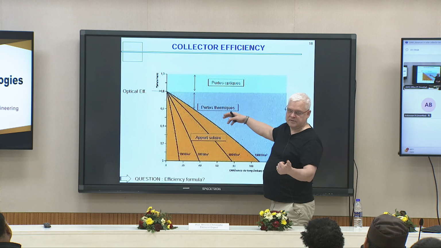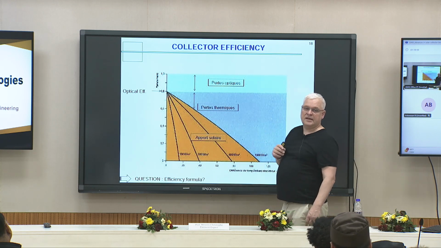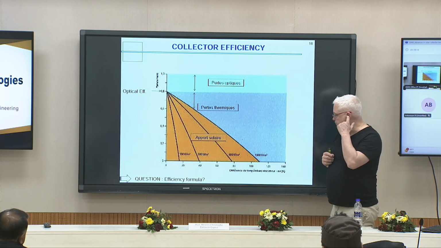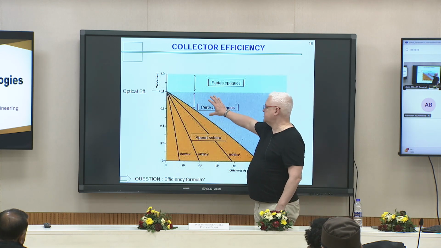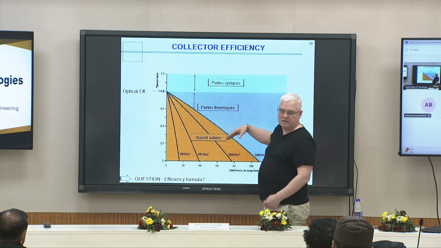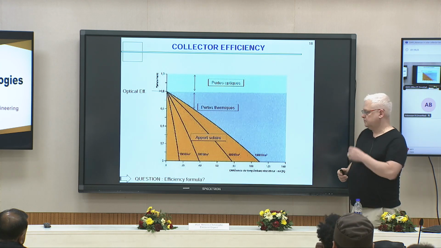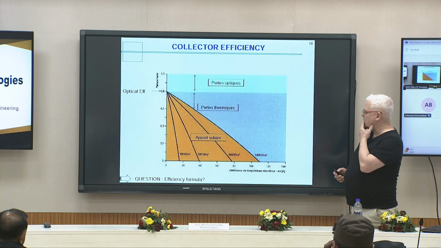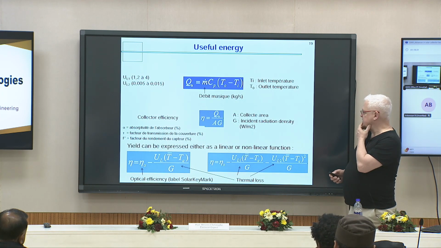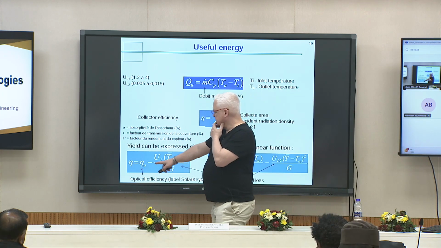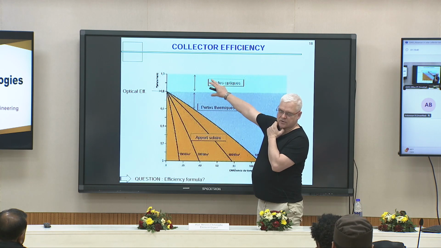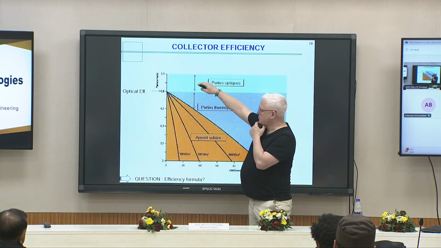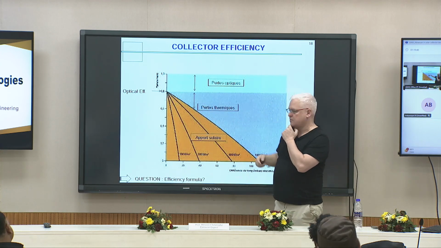The absorptivity, the glass cover, and so on, it is linked to the thermal loss. So of course, if you reduce this, the efficiency will be better at higher temperature. The classical formula of the efficiency, you have seen: this part between this point and 100% is optical loss, and this part is due to thermal loss.